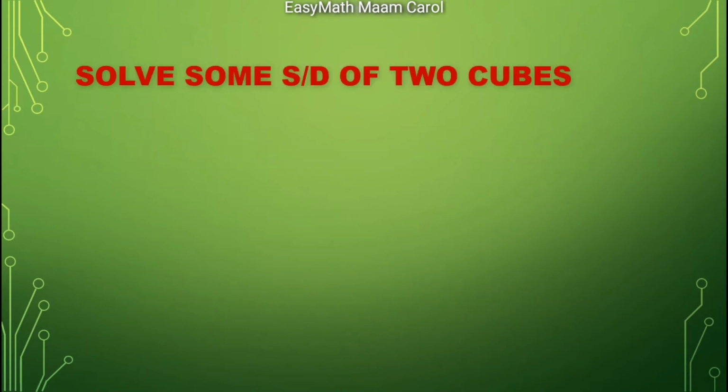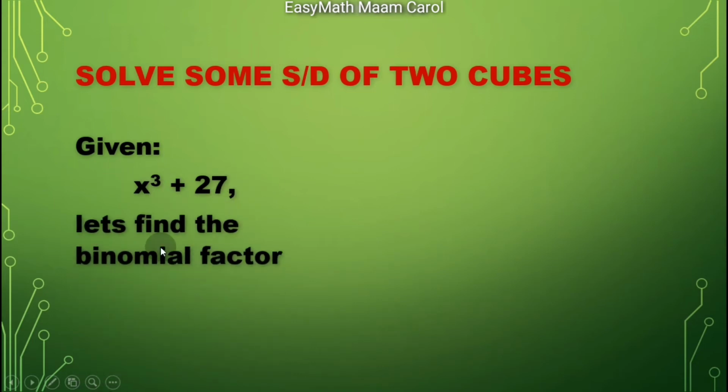So, let us solve some sum and difference of two cubes to illustrate yung formula na diniscuss natin kanina. Given x cubed plus 27. We are asked to factor the sum of two cubes. Let's find the binomial factor. So, una muna natin gagawin yung unang part, yung binomial factor.